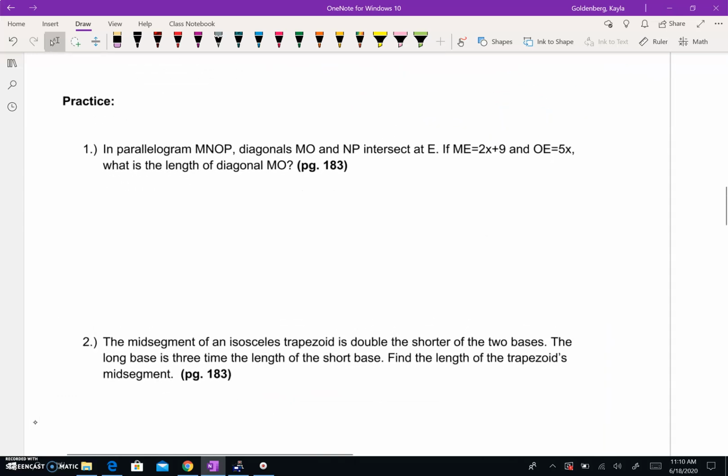So we have a parallelogram, MNOP, so I'm going to just draw a picture. So MNOP. Doesn't matter where you put the letters, as long as you go in a circle, either clockwise or counterclockwise, you're good. The diagonals, MO and NP, intersect at a point that they're calling E. And they're telling us that ME is 2x plus 9, and OE is 5x. What is the length of the diagonal MO?